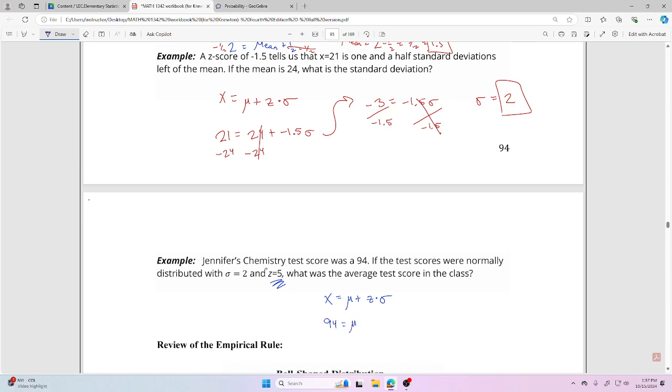The mean, I don't know. What's my z-score? Standard deviation? Okay, so I got a 10 right here. So 94 is equal to mu plus 10. And now what do I do? Yep, move the 10 over, subtract the 10. Very good. And so the average is an 84. There you go. That's the average test score.